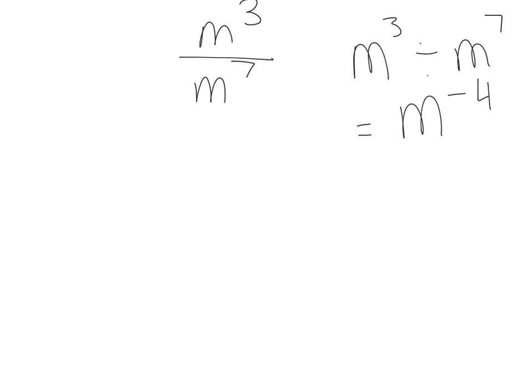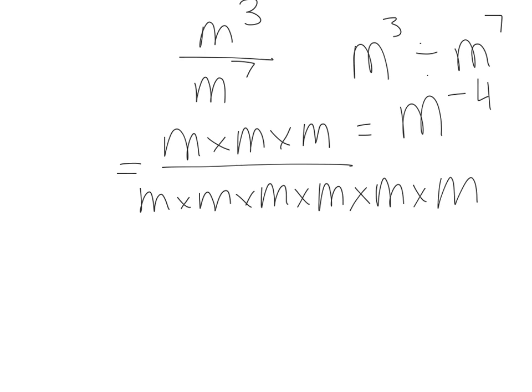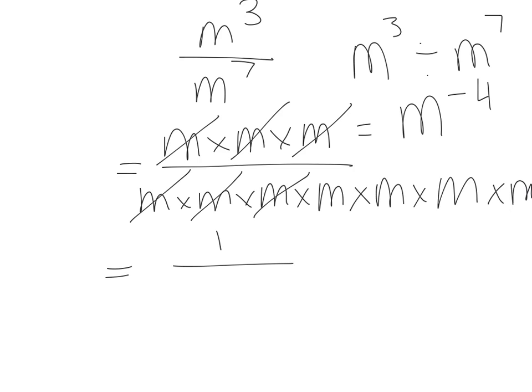If I'm doing it in this form, I'm going to have m times m times m, all divided by m times m times m times m times m times m. So 1, 2, 3, 4, 5, 6, one more times m. And then I can just do a process of cancelling. 1 for here, 1 for here, 1 for here, 1 for here, 1 for here, 1 for here. So I'm left with 1 over m times m times m times m, which is m4. Both of these answers, 1 over m4 and m to the -4, are equivalent answers.